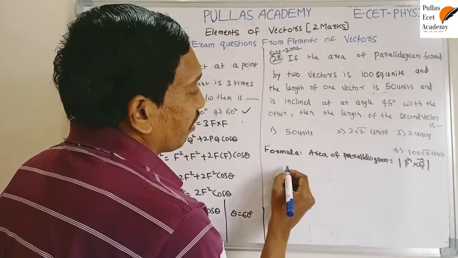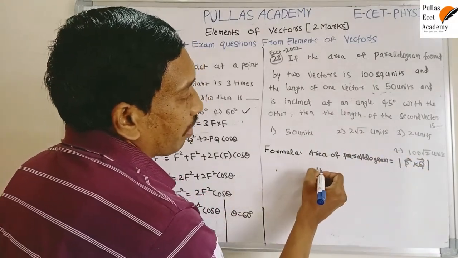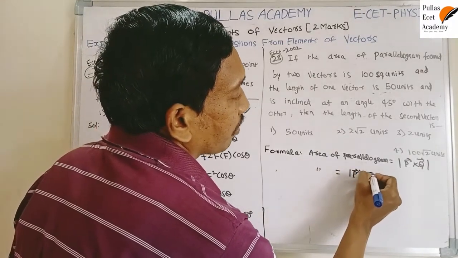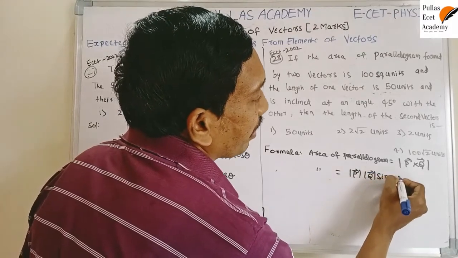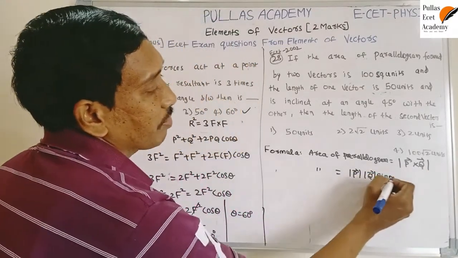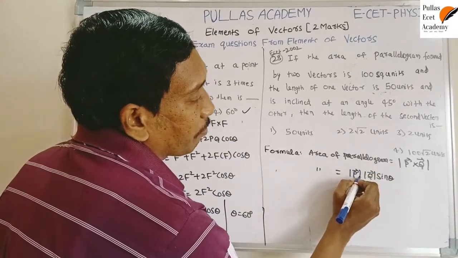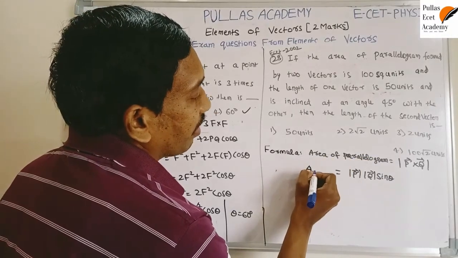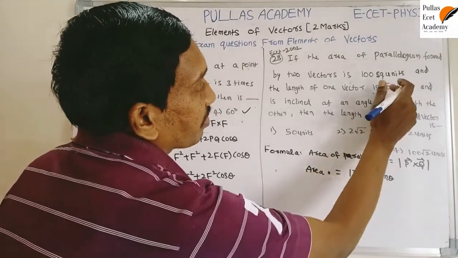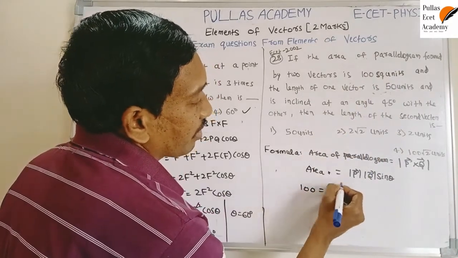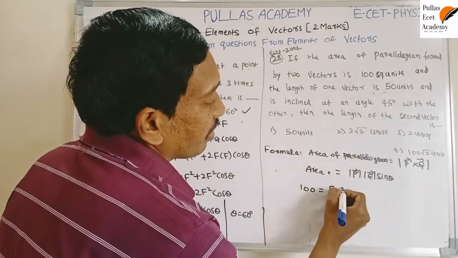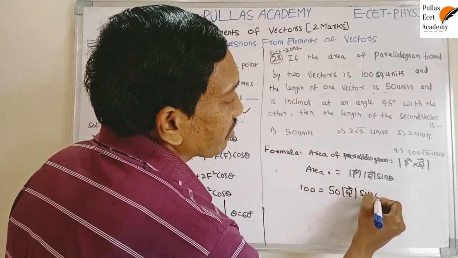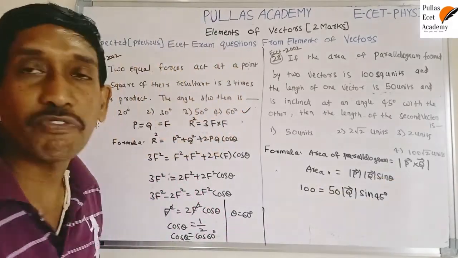According to the definition, the area of the parallelogram is equal to mod p bar into mod q bar into sin theta into n cap, but the modulus of n cap is 1. That's why the area of the parallelogram is mod p bar into mod q bar into sin theta. The area is given as 100, so substitute this value. Mod p bar is given as 50 units, mod q bar is what is being asked, into sin theta. Theta is given as 45 degrees, so substitute 45 degrees for theta.